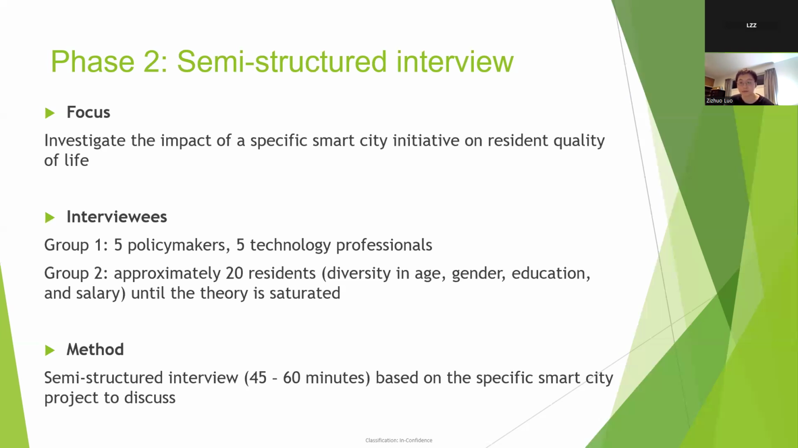I will keep looking for interviewees until my theory is saturated. All interviews will last 45 to 60 minutes. After transcribing them, I will use NVivo to code them systematically and apply Excel coding to build a theoretical model, which includes technological, individual, and environmental factors.